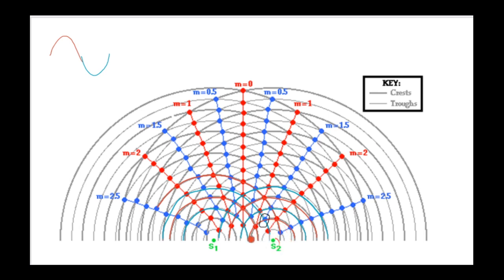So at this point, what you notice is that the crest intersects with the trough. Can you see? The crest is intersecting with the trough. So at this point, what happens? The two waves cancel each other. Similarly, throughout this length, the two waves cancel each other.